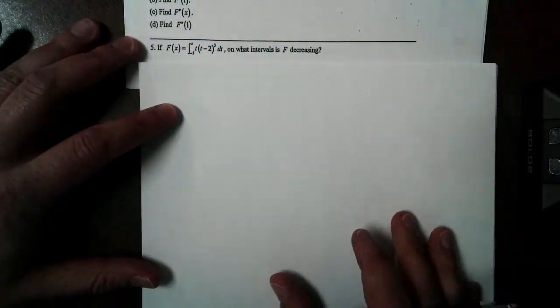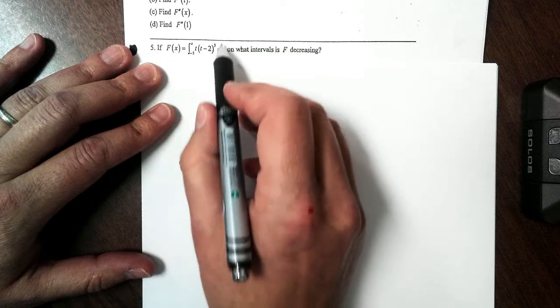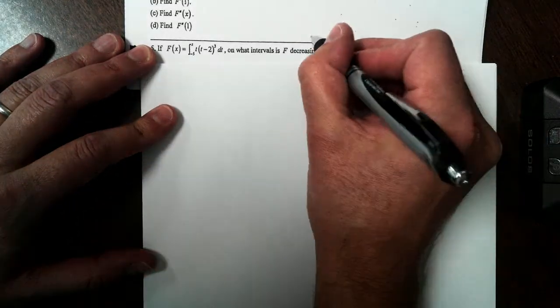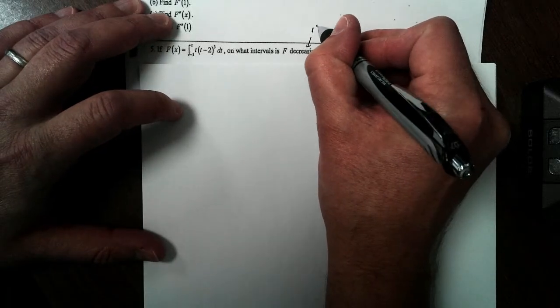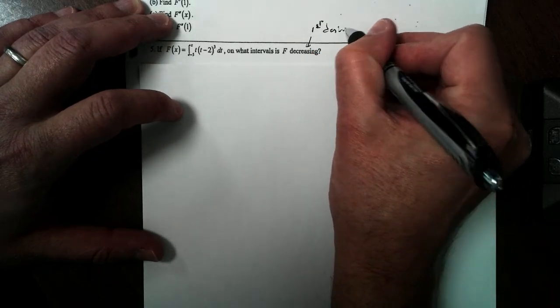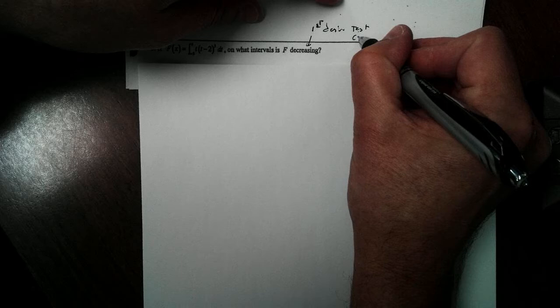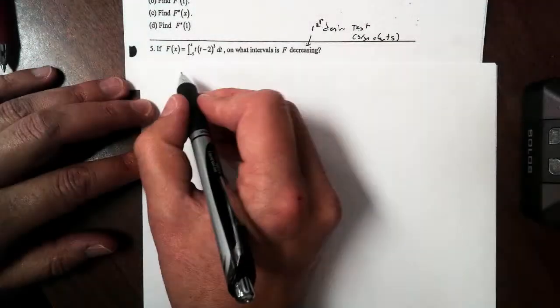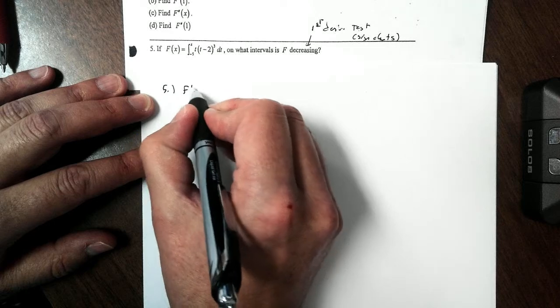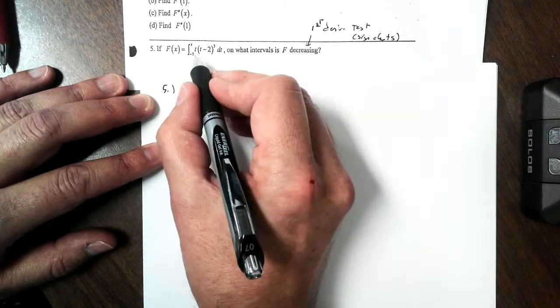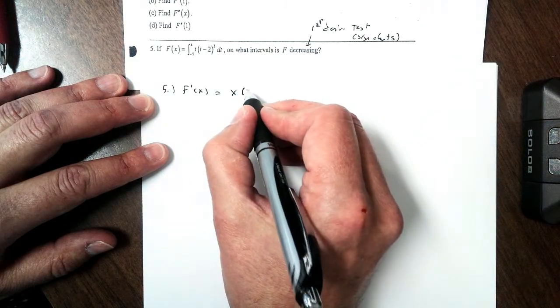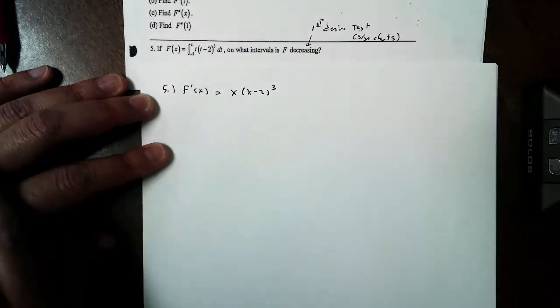Number 5, it asks if f is defined by this integral, on what interval is f decreasing? Decreasing. This is our first derivative test. In other words, sign charts. Oh my gosh, we love sign charts, don't we? So for number 5, I have to take the derivative. And my rule says everywhere there's a t, I'm going to plug in an x. I will get x times x minus 2 cubed.